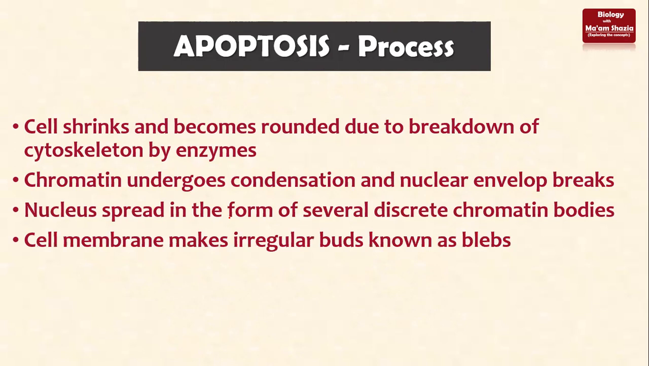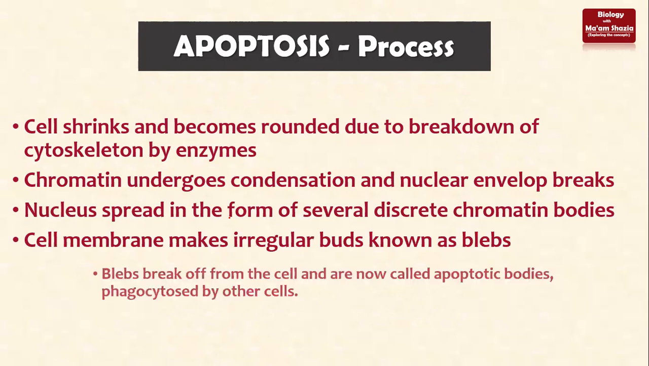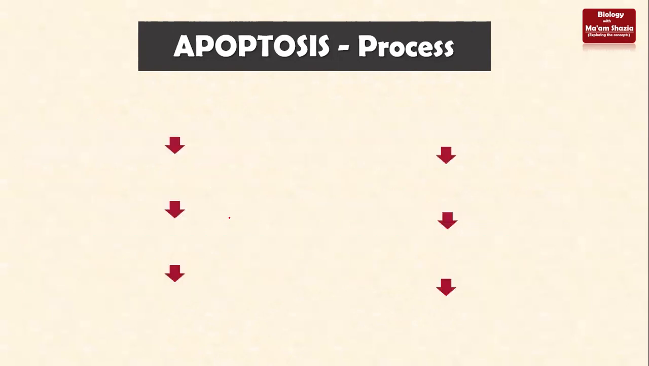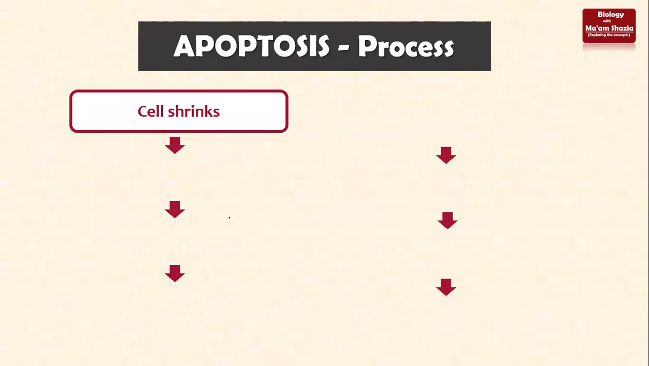Cell membranes make irregular buds known as blebs, and blebs break off or bud off, and the apoptotic bodies will form, which are phagocytosed further. Once again, I want to go through the process of apoptosis because it's very important and very sequential, right? It has a very specific sequence.